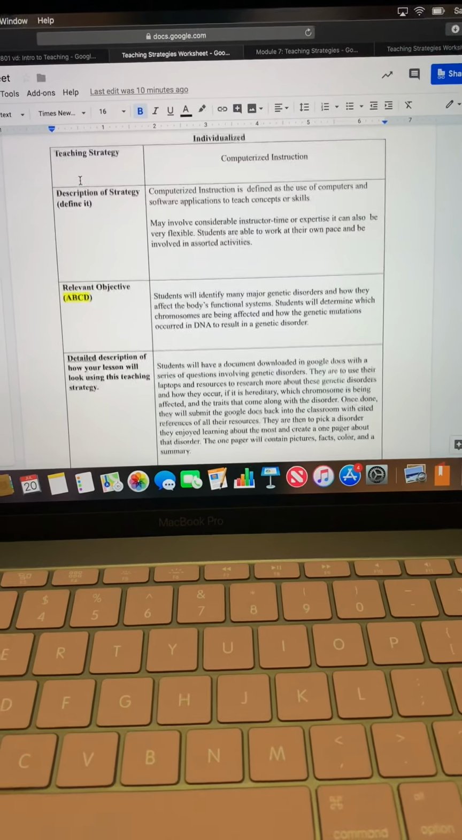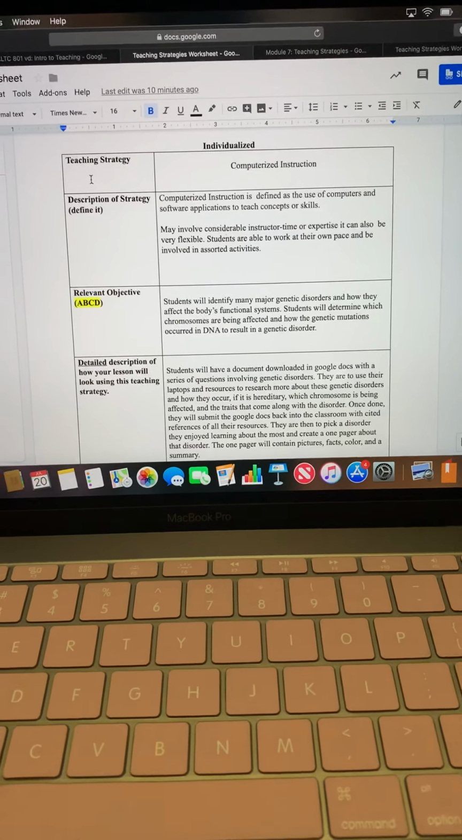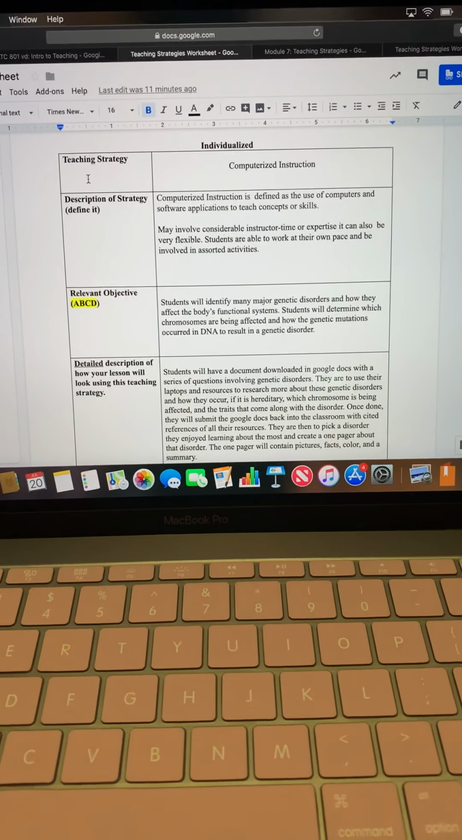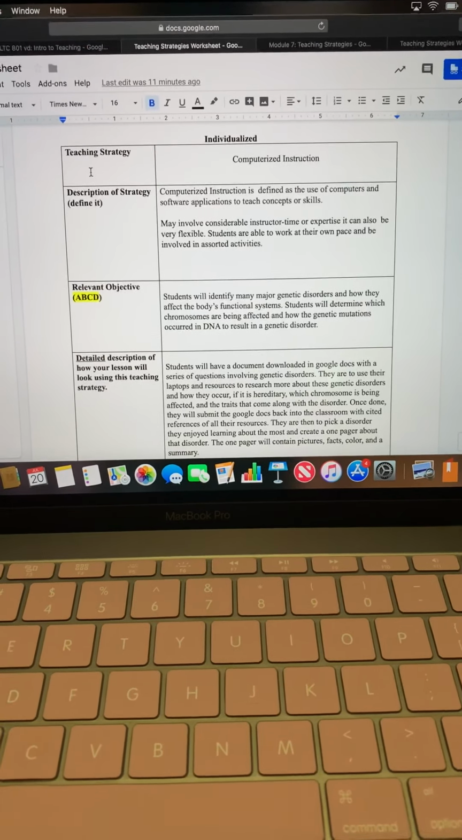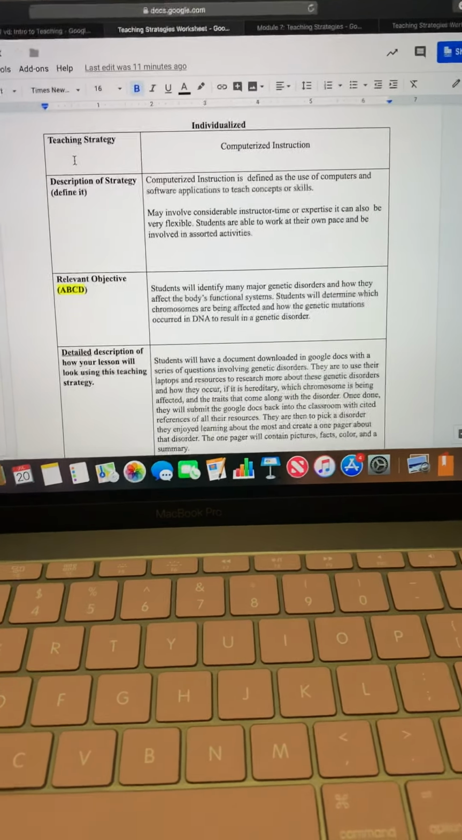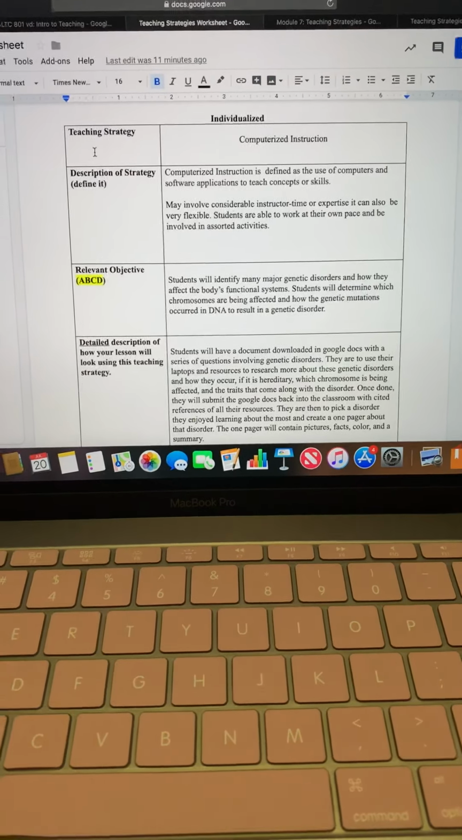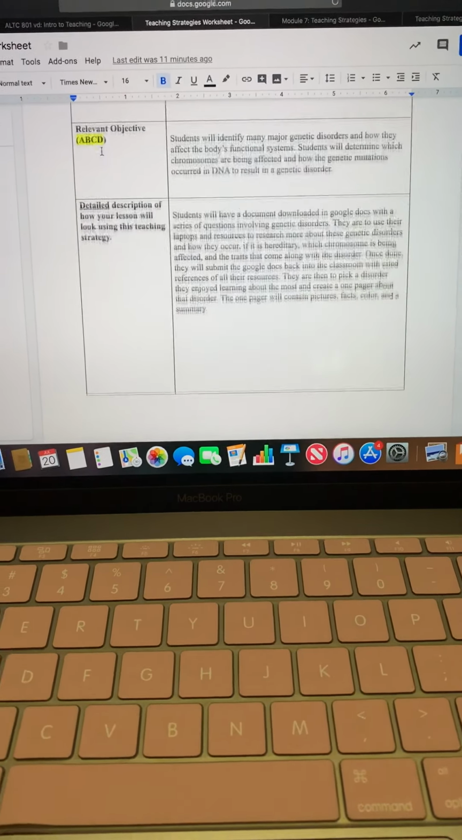I did find this one pretty difficult to plan for, only because we're only allowed so many computers in the science department and we often have to share with one another, so I don't have access to laptops all the time. So planning for this one I found really difficult, but I thought the kids would enjoy doing it.